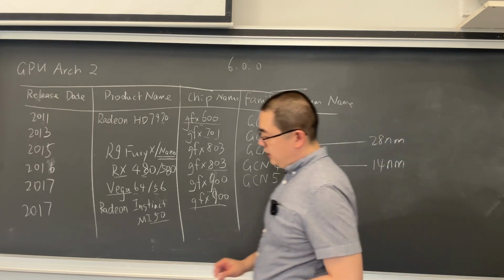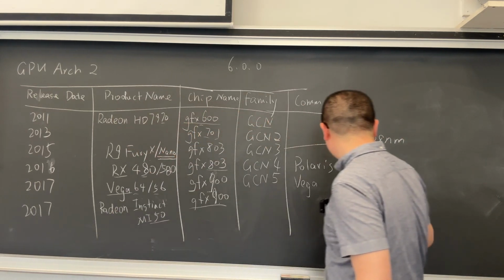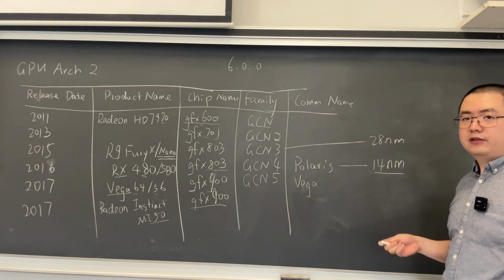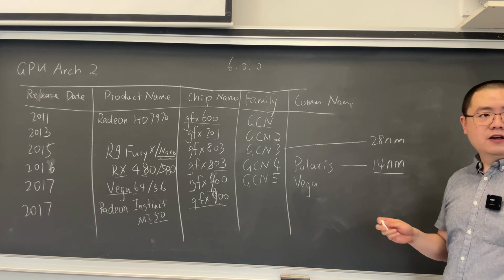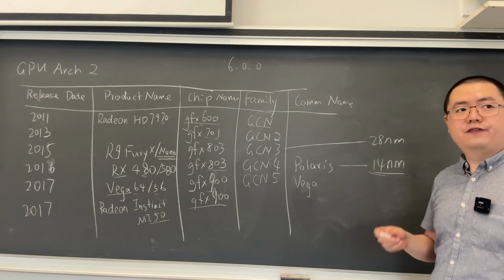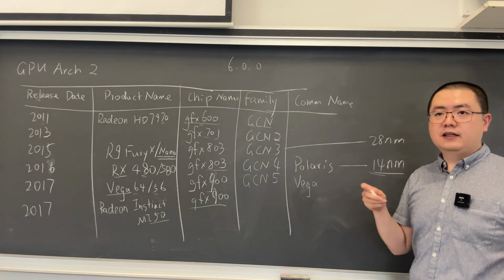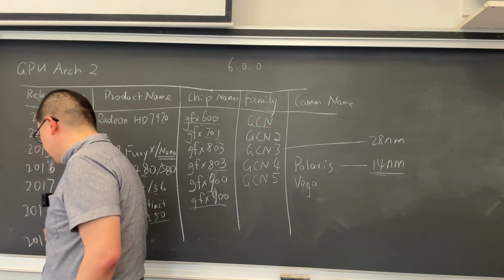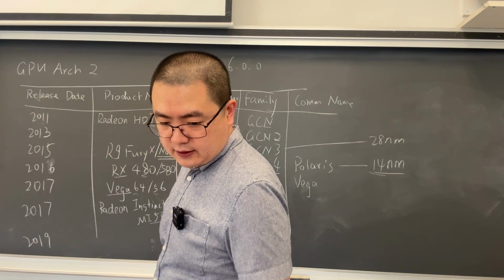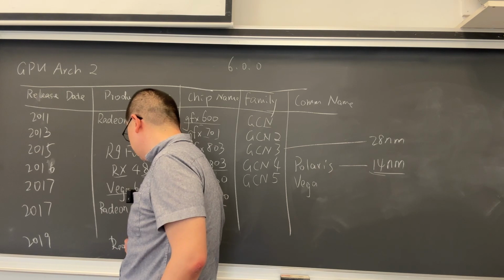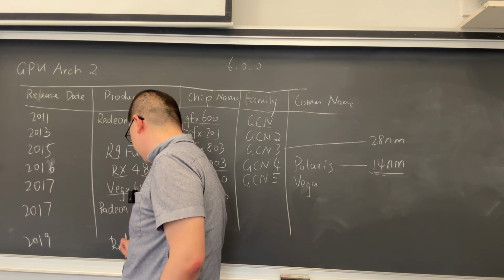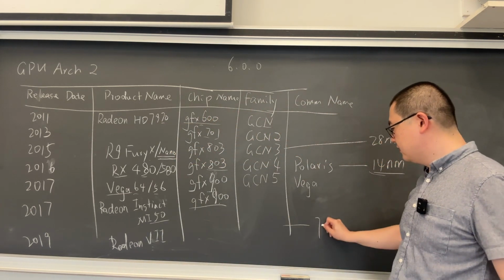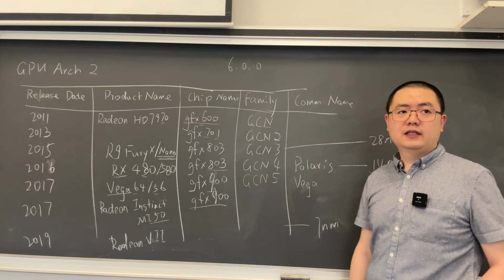Then starting from this point, they were still using 14 nanometer. By that time, TSMC started to have 7 nanometer technology. From 14 nanometer to 7 nanometer is a very big jump. It's probably a bigger jump than anything else. So they start to have a chip called, I think this is in 2019, right? Yeah, this is called the Radeon VII, Radeon 7. So this is the first 7 nanometer chip in the world.